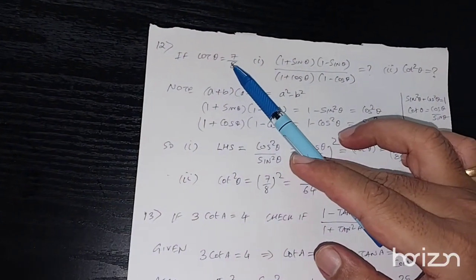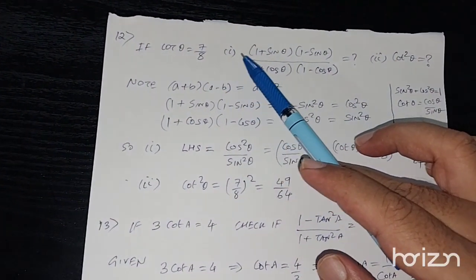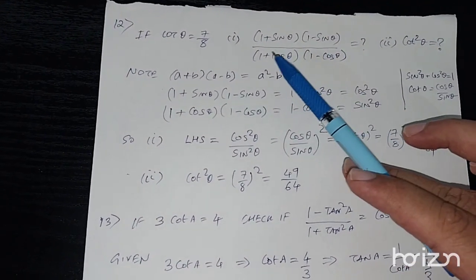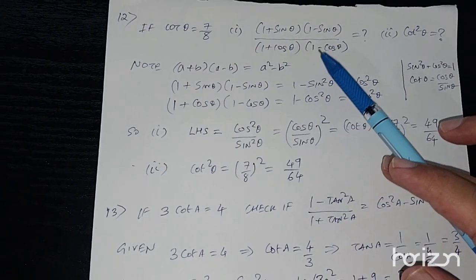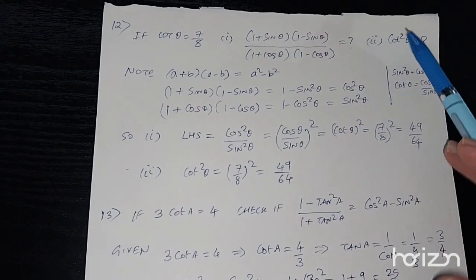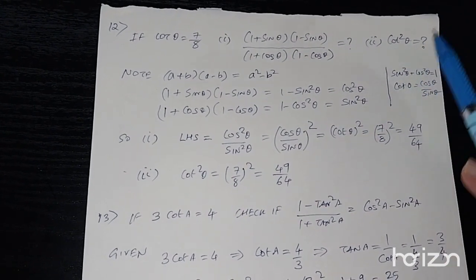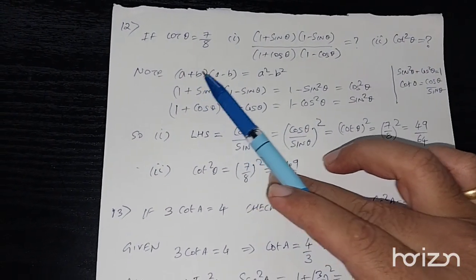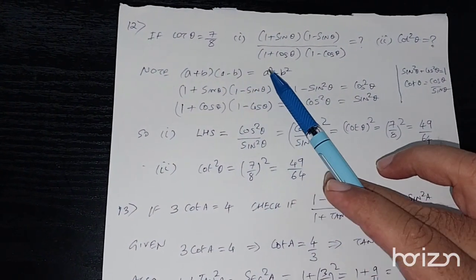We have cot theta is equal to 7 by 8. We need 1 plus sine theta into 1 minus sine theta divided by 1 plus cos theta into 1 minus cos theta in the denominator is equal to what? And cot square theta is equal to what? Okay, so remember from your previous classes that a plus b into a minus b is equal to a squared minus b squared.